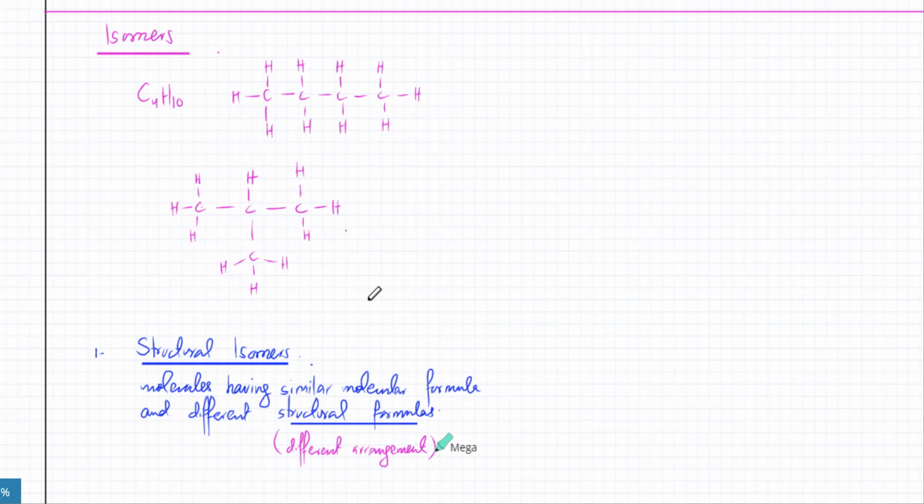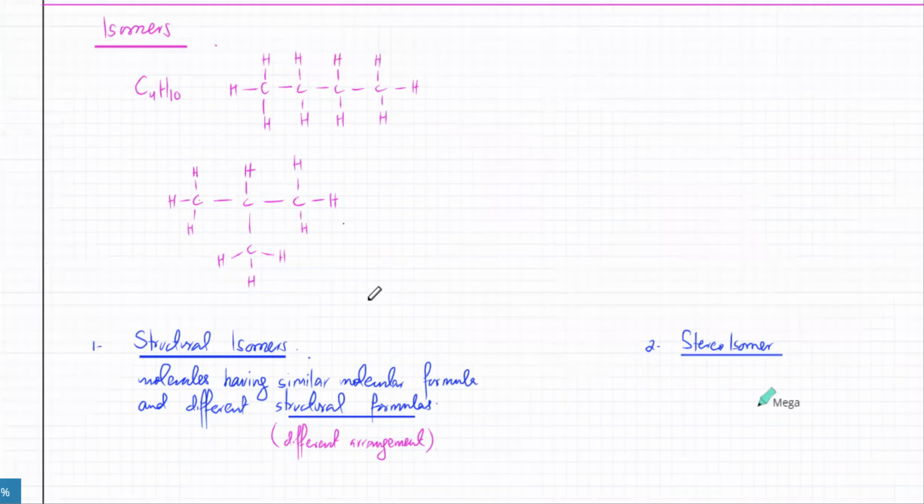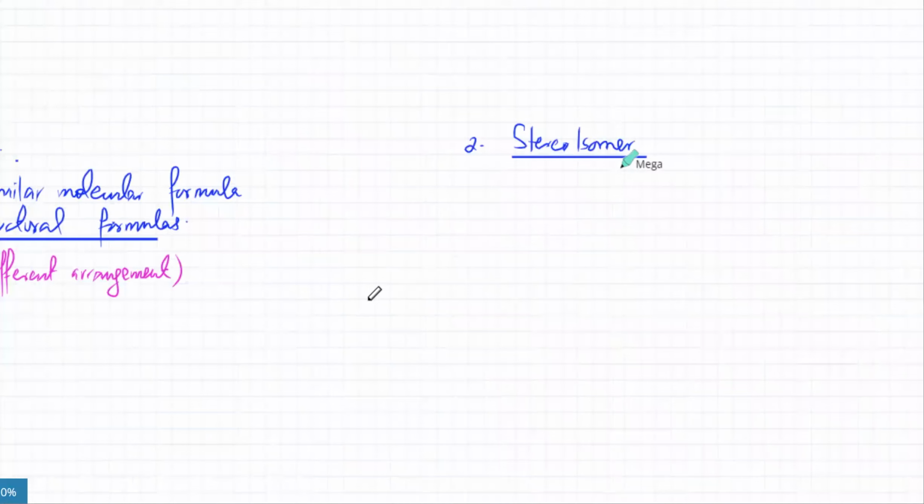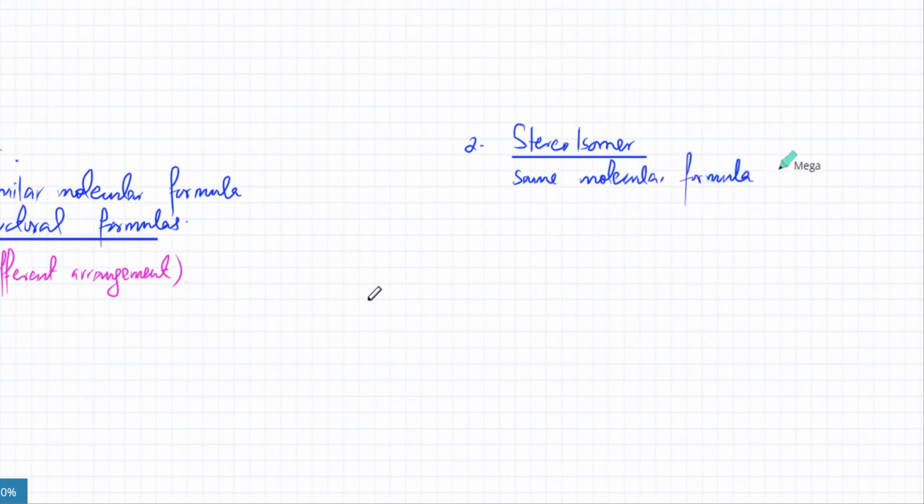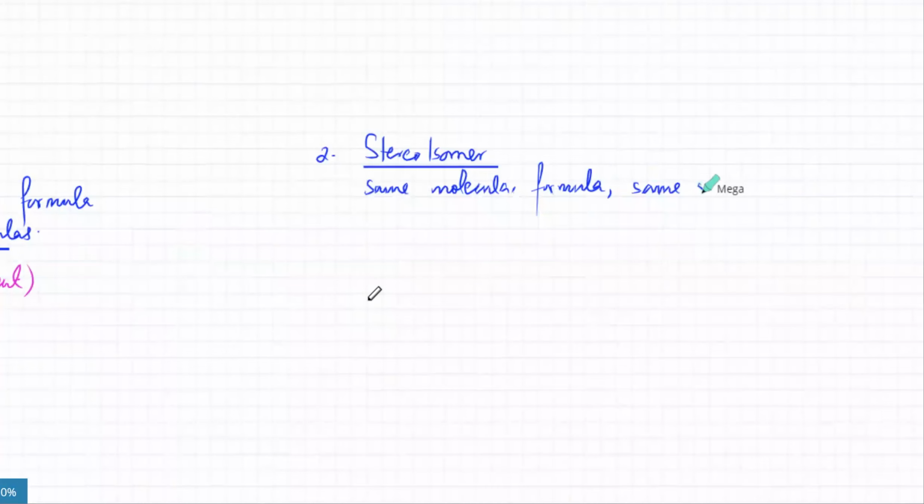And then there's another type of isomer which is known as a stereoisomer. That's the second one. A stereoisomer has the same molecular formula, and it also has the same structural formula. Even the arrangement is exactly the same.